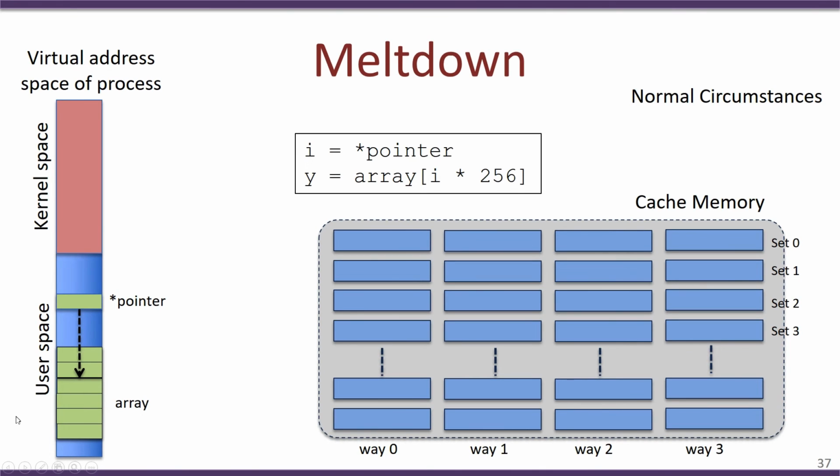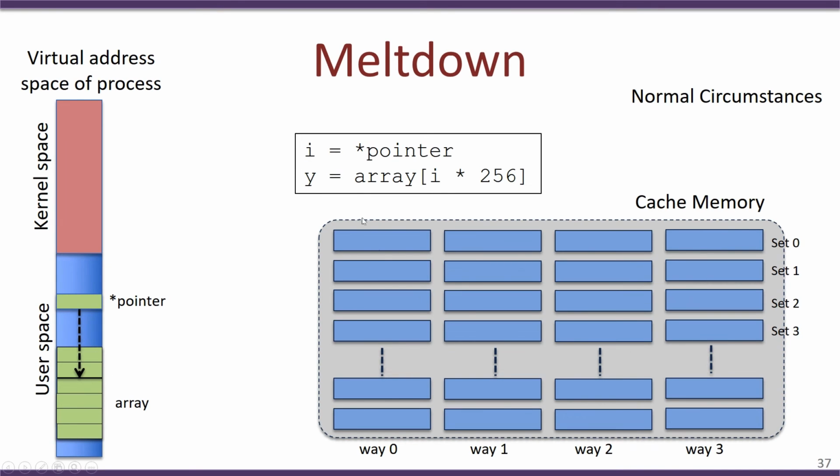The attacker, we assume, is running in the user space and has these two lines written in the program. The first line, I equal to star pointer, corresponds to something like this. We have a pointer variable over here, and let us assume that this pointer variable is pointing to a location, say this. Now, in the second statement, an array which is present over here is accessed at a location I into 256. Therefore, the end result of these two instructions is that corresponding to this pointer, one element of the array is loaded into this variable called I.